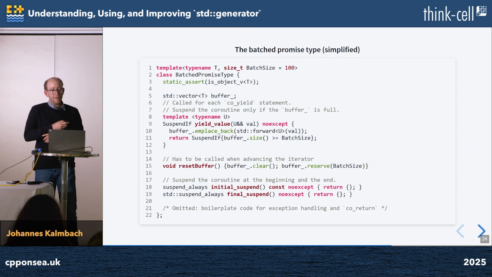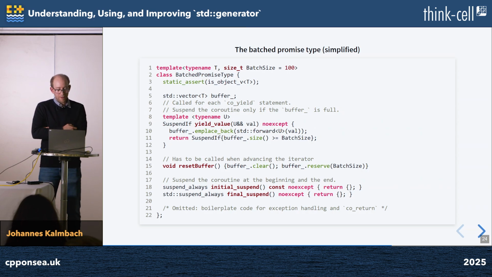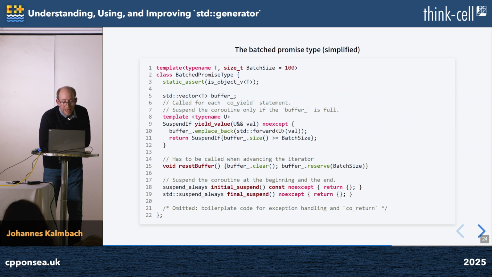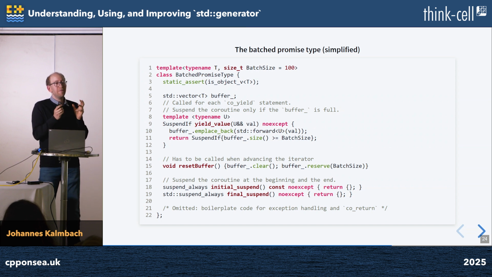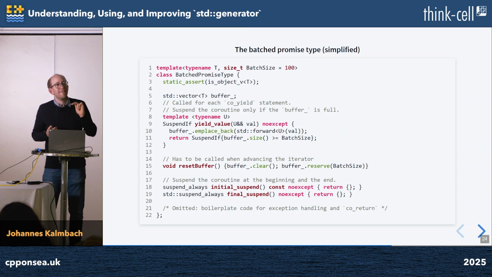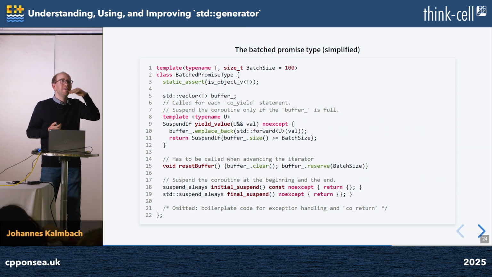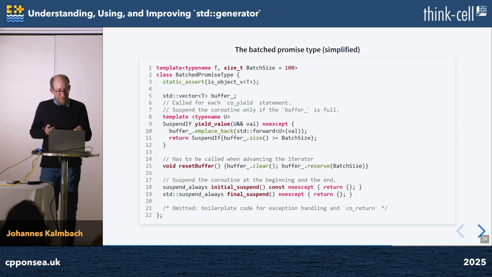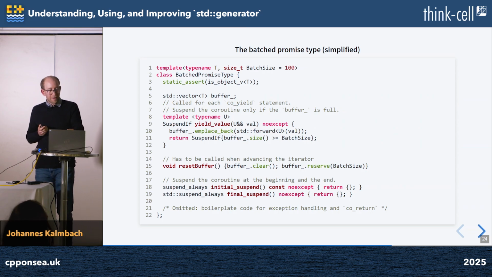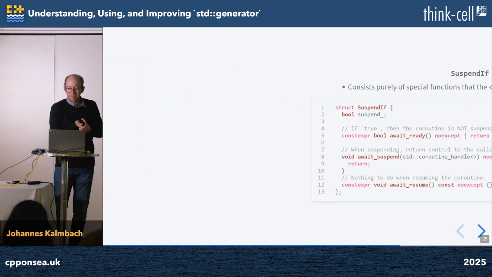And now our yield value has to do something different. We get some value. We push it into the buffer via perfect forwarding because we're good citizens. And then we have to return something that controls whether to suspend. We don't want to always suspend. We also don't want to always continue. We want to suspend if and only if this last element filled our buffer to capacity, such that we want to yield it. And this is encoded in some type which I call suspend if, with the condition: is my buffer full? I'll quickly show you this.